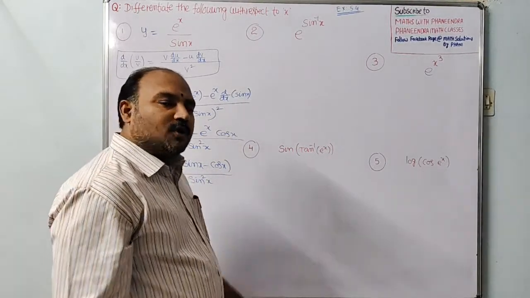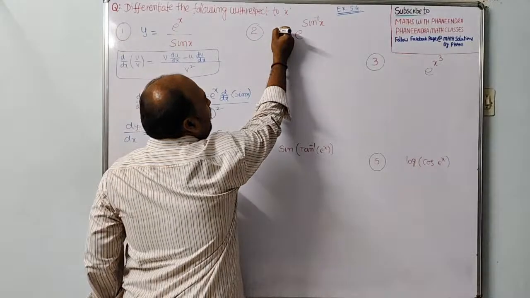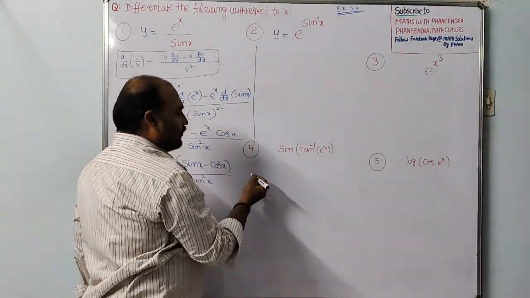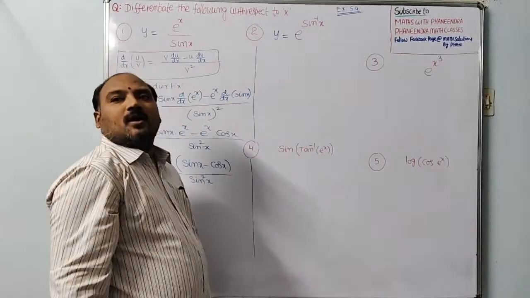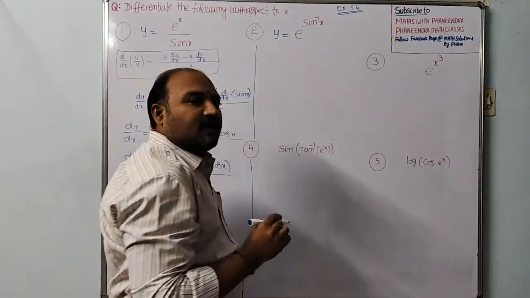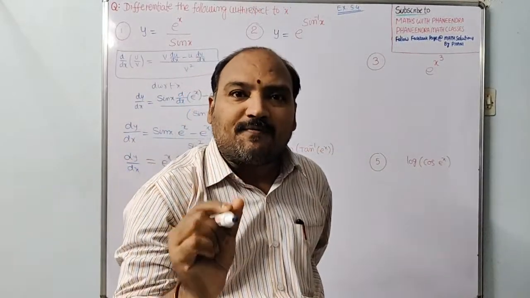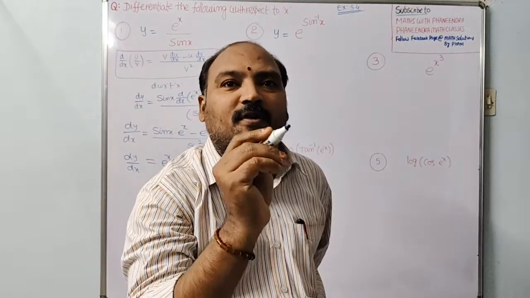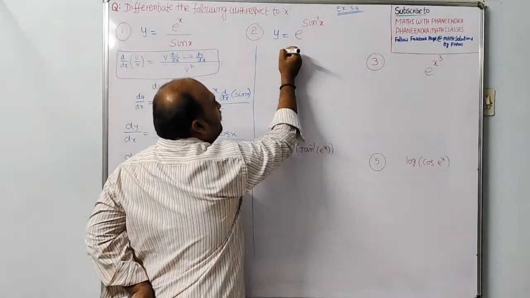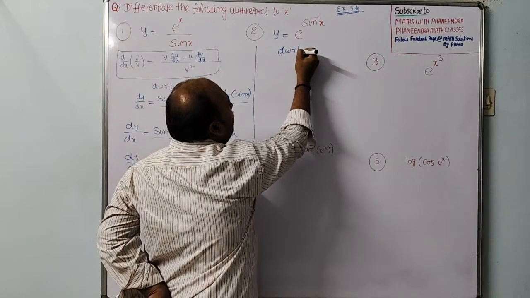Now come to question number 2. Here also you can assume that the given function is y. It is in the form of e power f of x. The derivative of e power f of x is e power f of x into d by dx of f of x. So differentiate with respect to x.